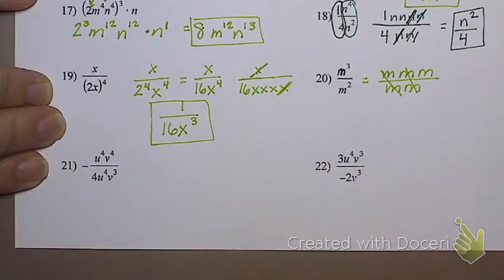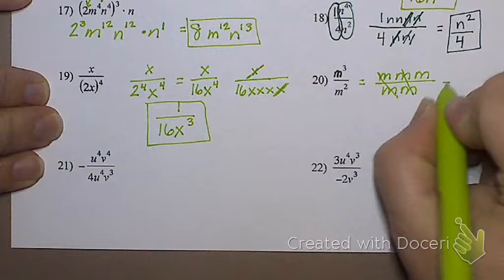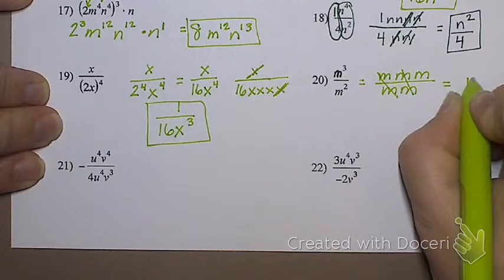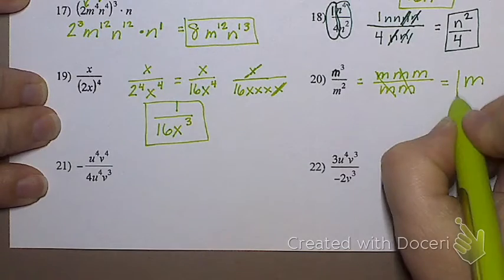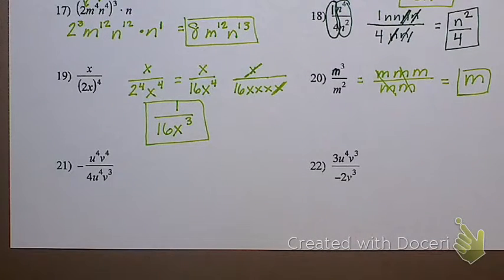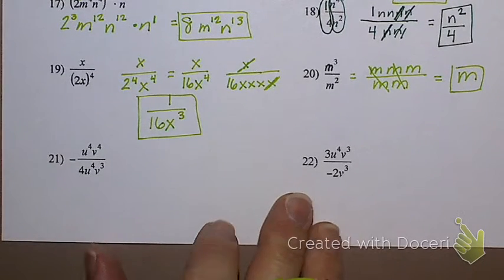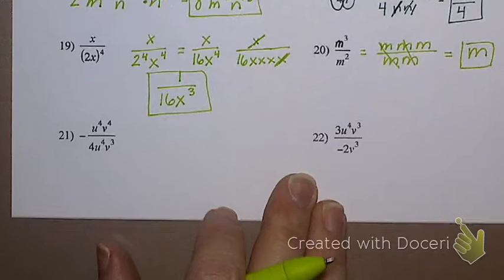Is this what you got so far? So what's my answer? Do I need to put a 1 on the bottom? No. 1 on the top? Absolutely. 1 on the bottom? You don't have to. Okay? So if you wrote m over 1, I wouldn't take off points for it. All right, let's look at this one.